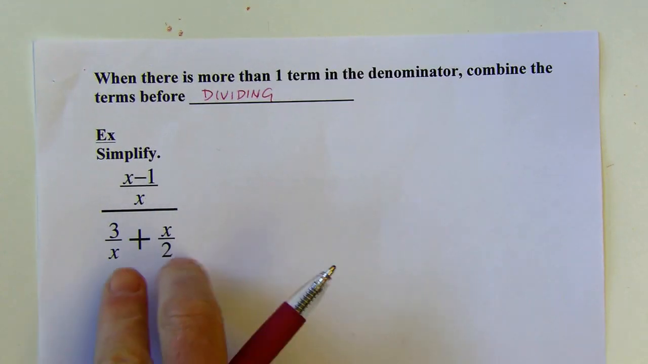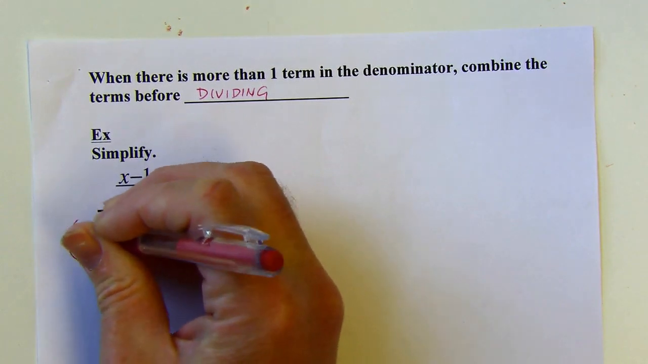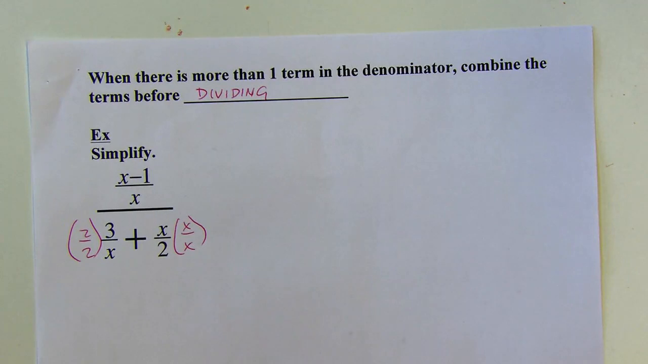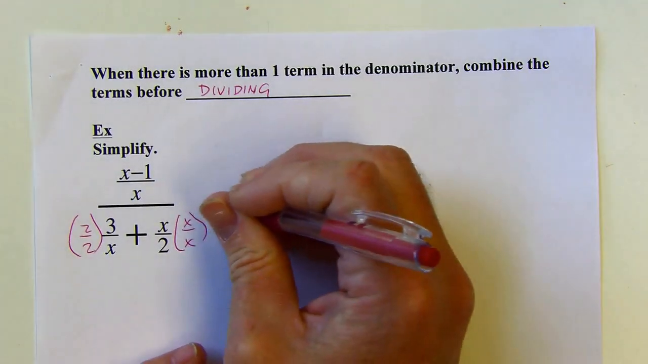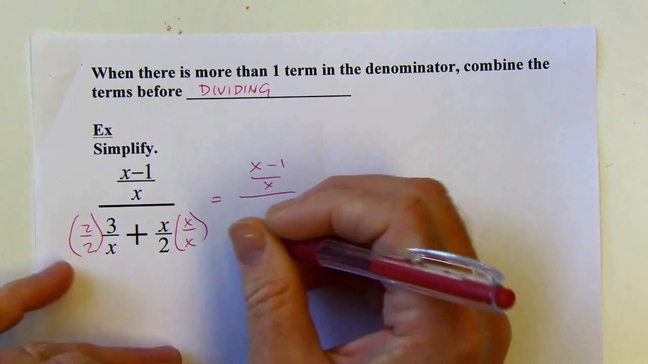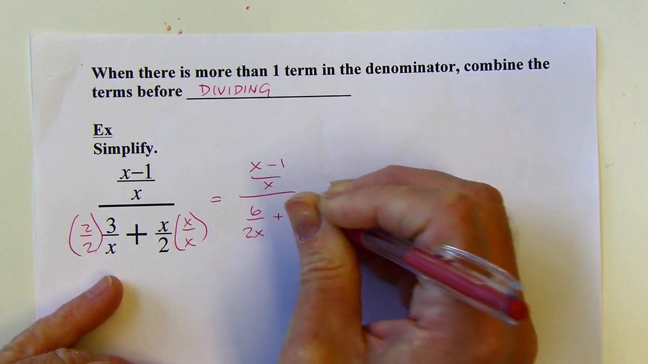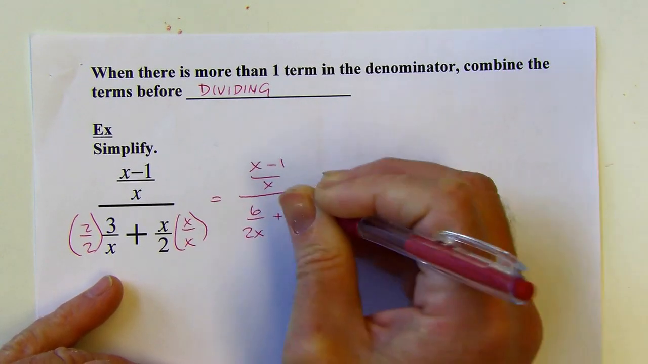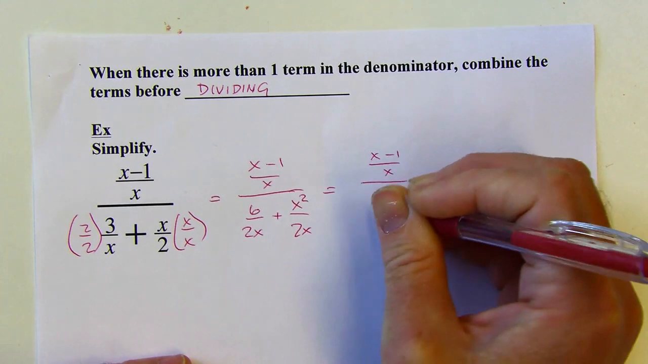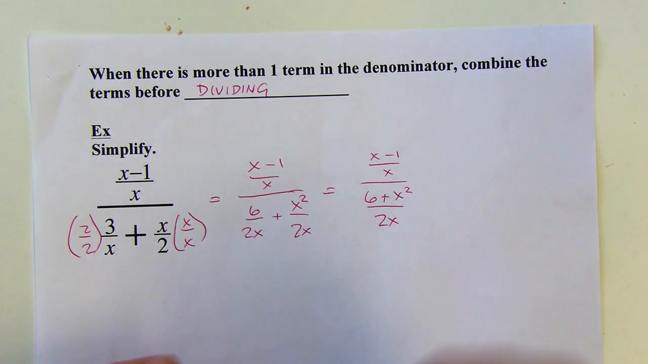So I'm thinking, okay, I need a common denominator for x and 2x. Well, my common denominator would be 2x, right? So that's what I'm going to have to do in order to combine those. So let's see. So I've got 6 over 2x plus x squared over 2x. Now I can combine these, just leaving the top alone for now. Okay, and I got it down to this.